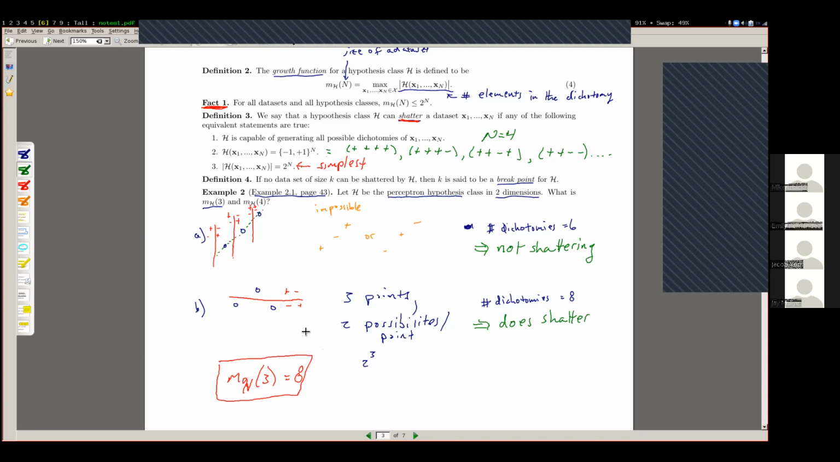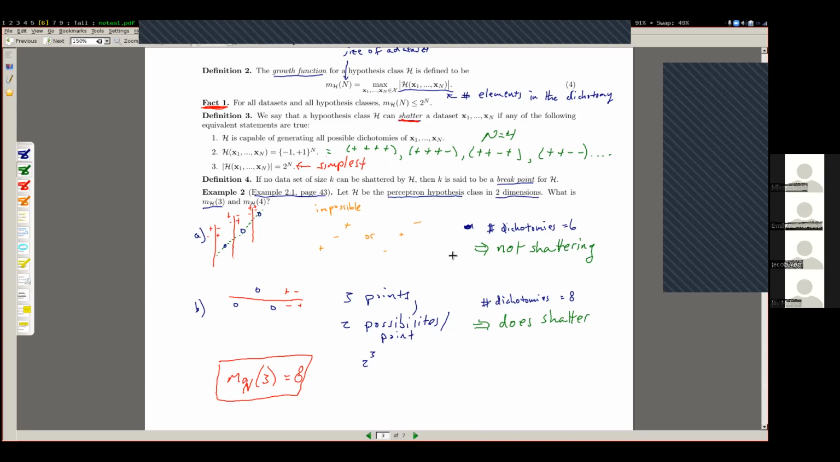One of the confusions that students sometimes encounter, especially when talking about these things, is that you will use shattering as applying to multiple data sets, but shattering only applies to a single data set at a time. Or you'll talk about the growth function on a single data set. That doesn't make sense because the growth function is the maximum over all possible data sets. So they're related quantities, but different.